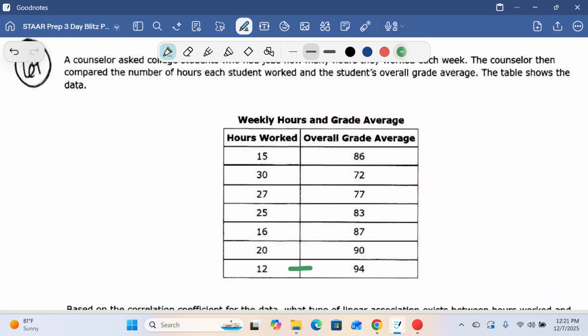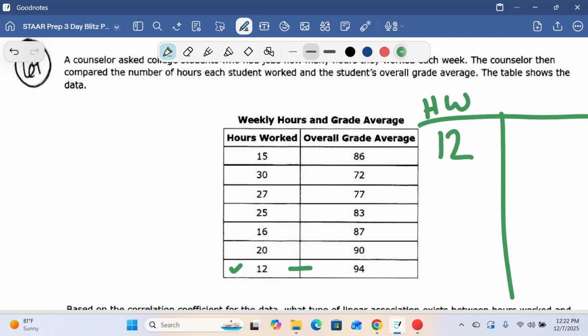So remember, I have to keep the pairs. My first one is 12 with the hours. I'm going to put hours worked, and then the next one is overall grade average. So 12 goes with 94.